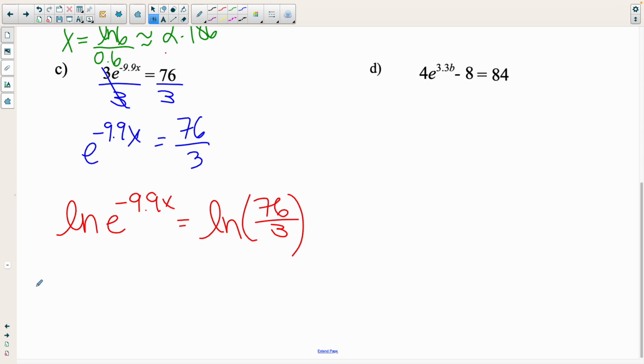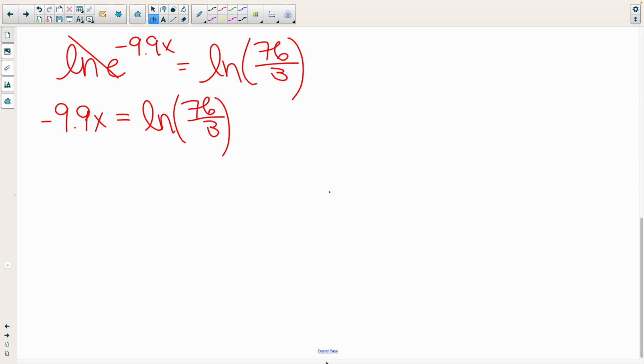That's going to allow me to pull a negative 9.9 to the front. Oh, 9.9x. And then that would just become 1. So I don't need to even write that. And then just one step to solve here, or at least to get our exact answer, and then we'll plug it in.